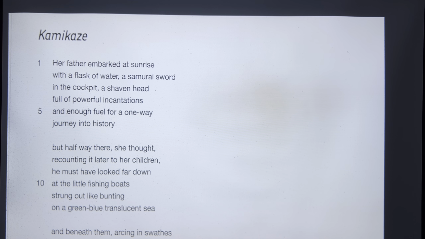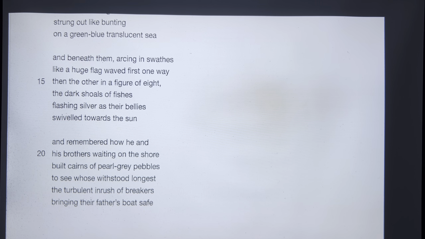he must have looked far down at the little fishing boat strung out like bunting on a green-blue translucent sea. And beneath them, arcing in swathes, like a huge flag waved first one way, then the other in a figure of eight, the dark shoals of fishes flashing silver as their bellies swiveled towards the sun, and remembered how he and his brothers waiting on the shore built cairns of pearly green pebbles to see whose withstood longest the turbulent inrush of breakers, bringing their father's boat safe.